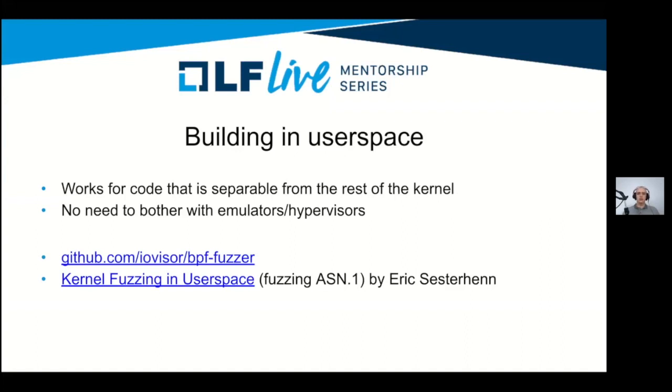The first one is for fuzzing BPF. What they did is they moved the BPF subsystem out of the kernel, so they would run the verifier in user space, and I think some other parts of BPF as well. And the second approach is fuzzing ASN1, a fuzzer for crypto keys. They also moved it to user space and fuzzed it there. So this works in case the parts you want to target are easy to separate. But for most of the kernel inputs, that is not the case.